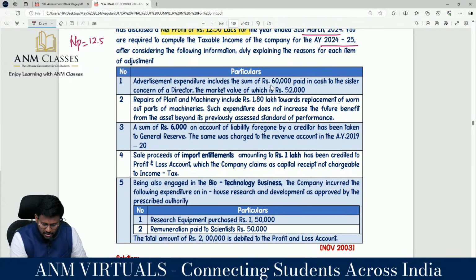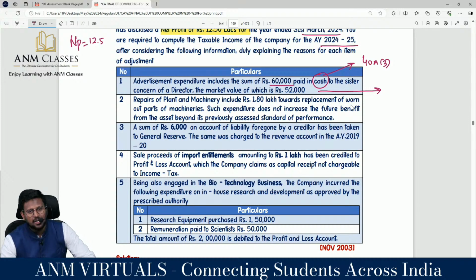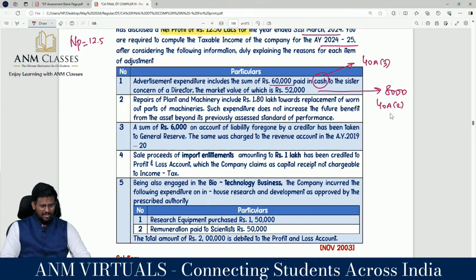Advertisement expenditure incurred, rupees 60,000, paid in cash. Section 40A subsection 3: cash payment exceeding the limit to the sister concern, a related party, so 40A subsection 2, related party transaction, applies. The market value of which is 52,000. So 8,000 unreasonable should be disallowed. As per what section? 40A subsection 2. So 40A subsection 2 is saying that I will add back 8,000. Then 40A subsection 3 is saying that I will add back the remaining 52,000.